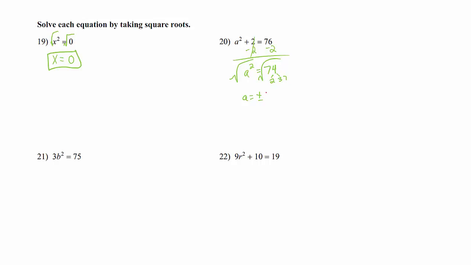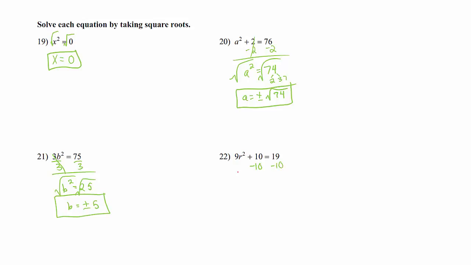They're not perfect square factors. So I can't simplify the square root of 74, so I leave it as a equals plus and minus square root of 74, which may not seem like a very satisfying answer to you, but it is what it is. 21, we need to divide by 3. And we get 25. We'll square root both sides so that b is positive and negative the square root of 25, which is 5. 22, subtract the 10.